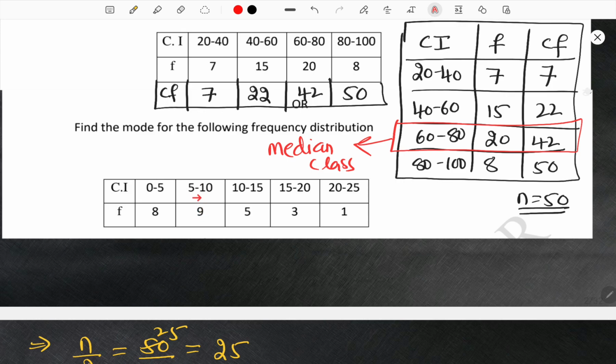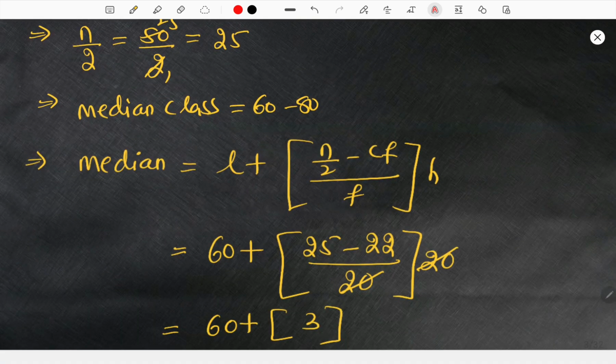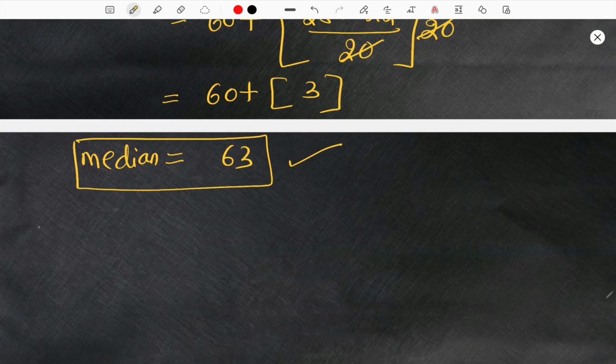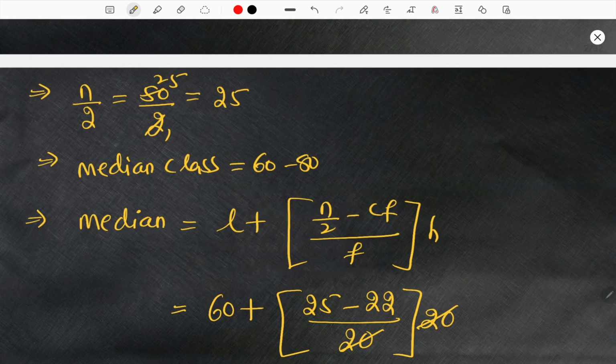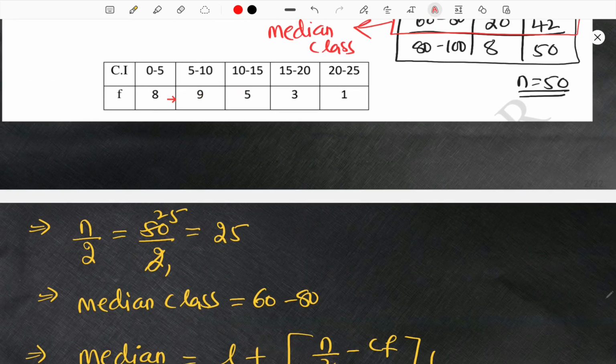What is the highest frequency here? 9. That's why 5 to 10 is the modal class. Alright, so I am going to solve that also. I will write modal class. Modal class is equal to 5 to 10. So let us see it one more time. This is the highest frequency, 9 is the highest frequency. Look at this. So therefore modal class is 5 to 10.